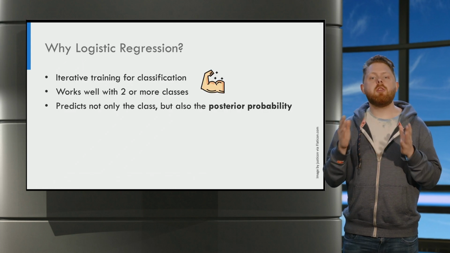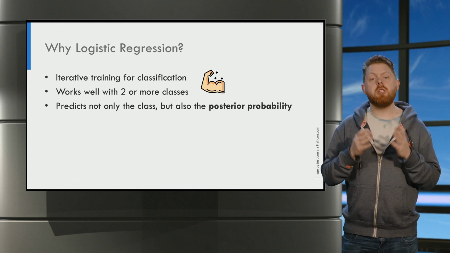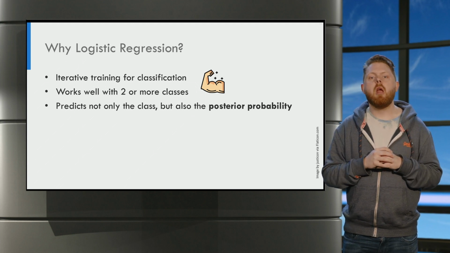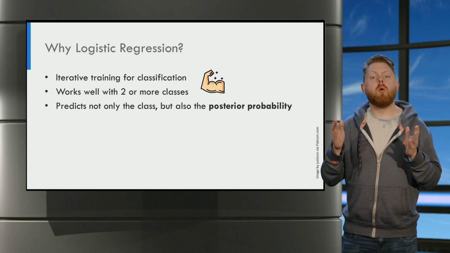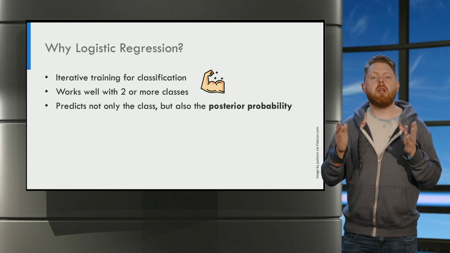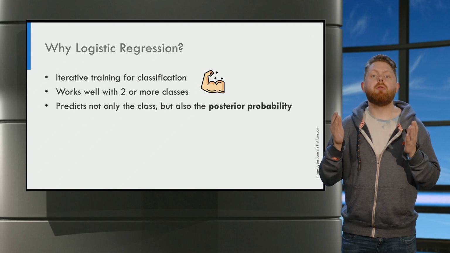Okay, let's summarize why we want to use logistic regression. Logistic regression uses iterative training for classification. It works well with more than 2 classes. Logistic regression not only predicts the class, but it also predicts the posterior probability for each class.